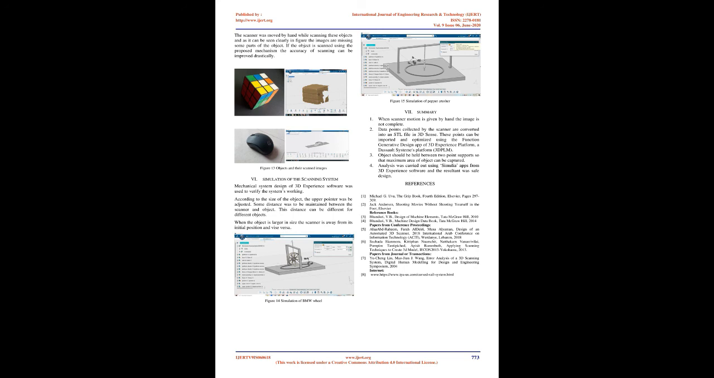7. Summary. 1. When scanner motion is given by hand, the image is not complete. 2. Data points collected by the scanner are converted into an STL file in 3D Sense. These points can be imported and optimized using the Functional Generative Design app of the 3D Experience platform, a Dassault Systemes platform, 3D PLM. 3. Objects should be held between 2 point supports so that the maximum area of the object can be captured. 4. Analysis was carried out using Simulia apps from 3D Experience software and the result was a safe design.